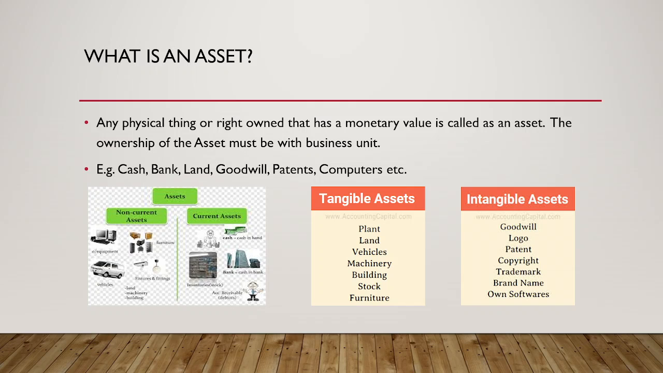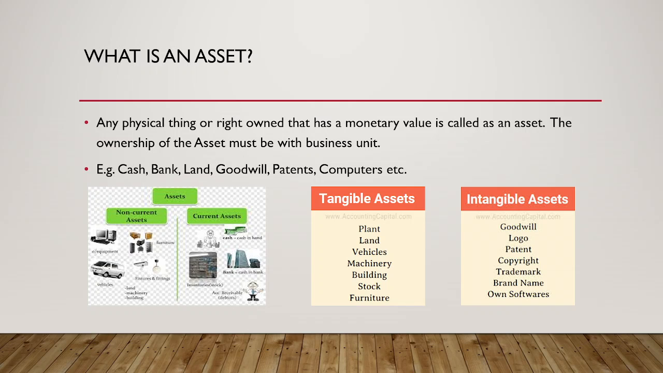So here in the slide we can see two types of assets: tangible asset and intangible asset. So assets can be further classified as tangible and intangible. Tangible assets are assets which we can feel or which we can see. For example, plant, land, vehicles, machinery, building, stock, furniture. These are all tangible assets. Intangible assets are goodwill, logo, patent, copyright, trademark, brand name, and own softwares.